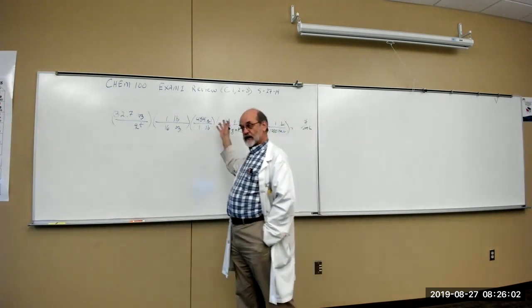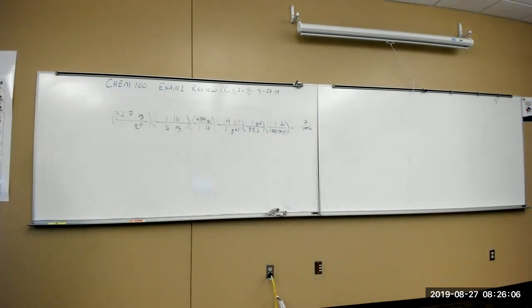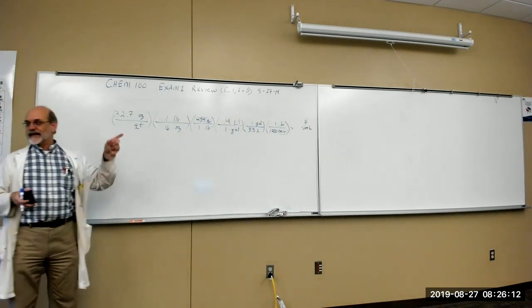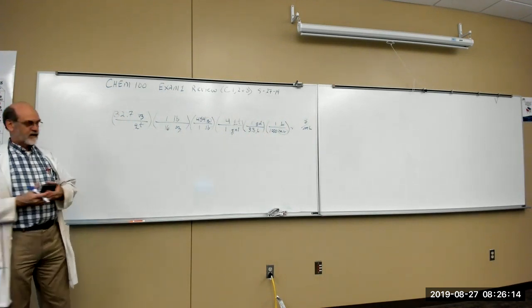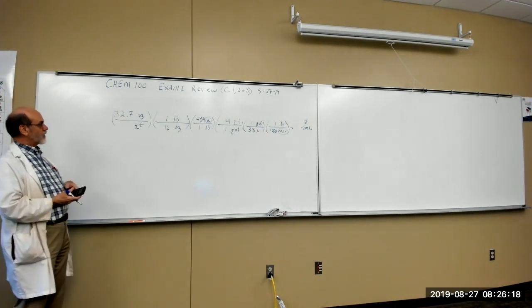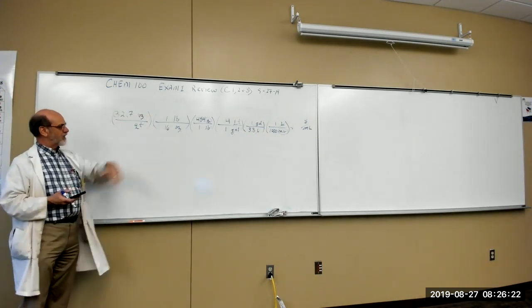Now, once you've got the problem set up like that, the rest is just crunching numbers. Because you've done your dimensional analysis, you know that the dimensions are taken care of. Now all you have to do is deal with the numbers. So I just take the numerators across and divide by the denominators.